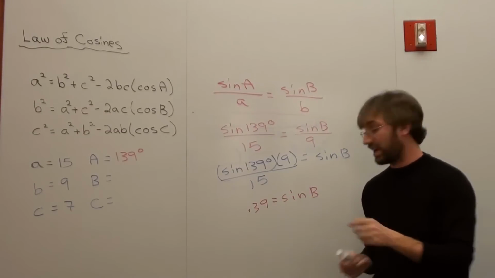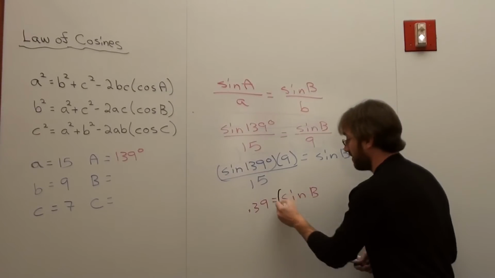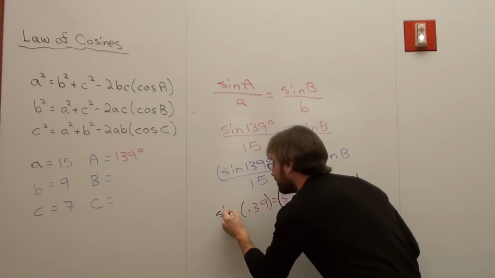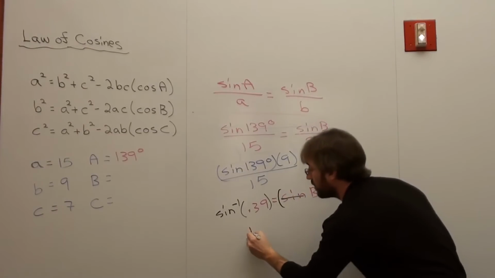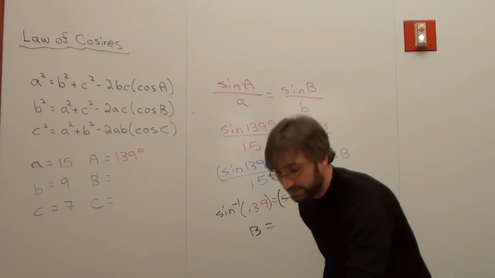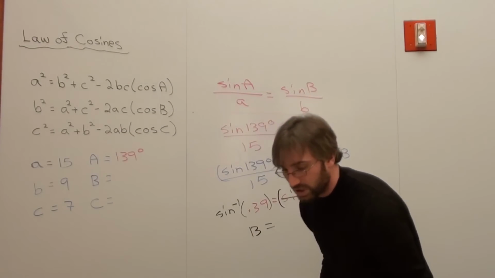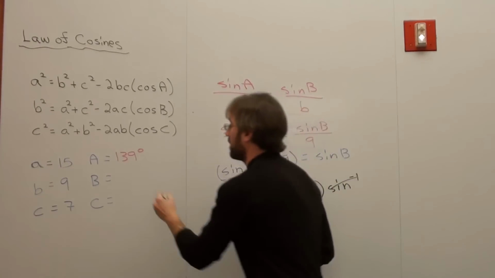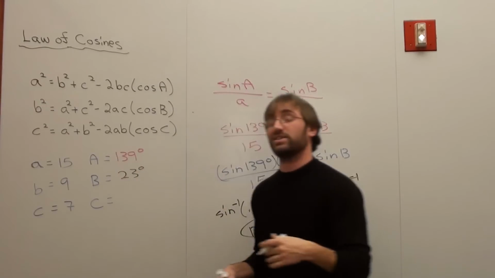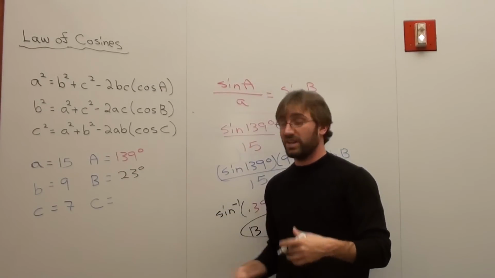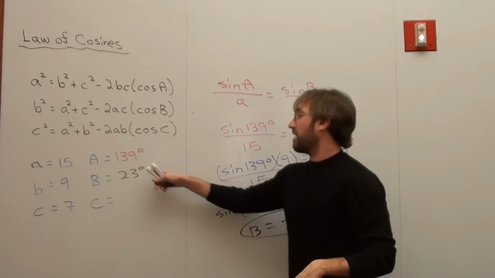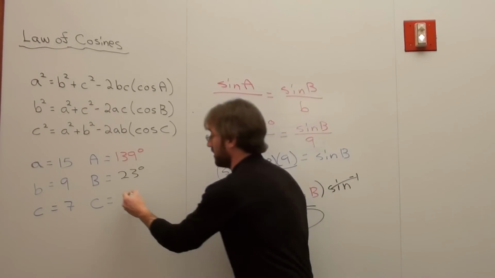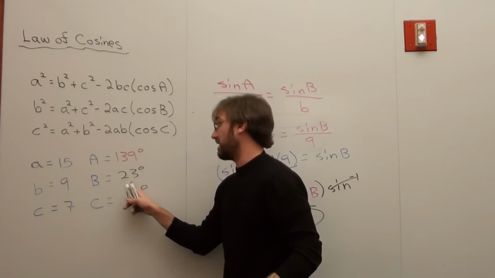Now in order to get the B by itself, I've got to get rid of this sine. And how I do that is by taking the inverse sine of both sides. And what I do is I take the inverse sine of 0.39, which comes out to about 22.9. I'm going to say that's 23 degrees. You don't have to use the law of sines or the law of cosines afterwards. All you've got to do is add them up and subtract from 180. 139 plus 23 is 162, which means that C has to be 18 degrees. And the story checks out. Smallest degree, smallest side.